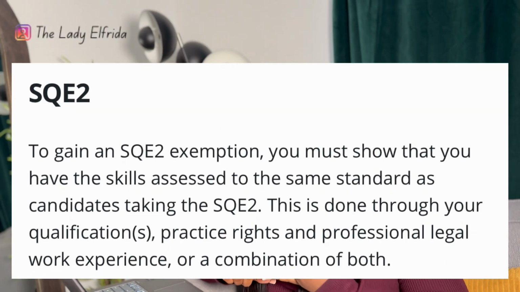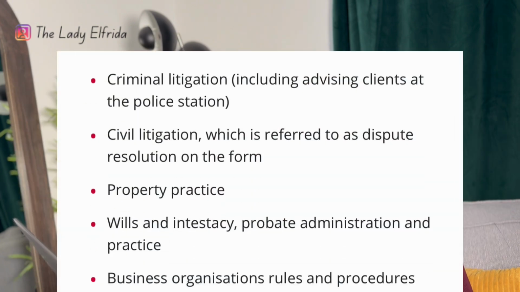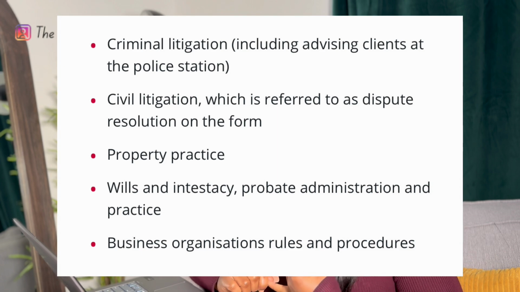So for you to be able to apply for the SQE2 exemption, first off, you must have the skills and legal knowledge assessed and applied to the same standard as candidates taking the assessment. You must have the same practice rights as a solicitor of England and Wales, and at least 2 years professional legal work experience. We've talked about the fact that you must be a qualified lawyer from your jurisdiction. So you must have qualified there, and at the same time you must have practiced for at least 2 years.